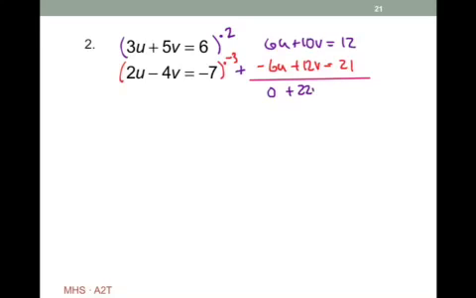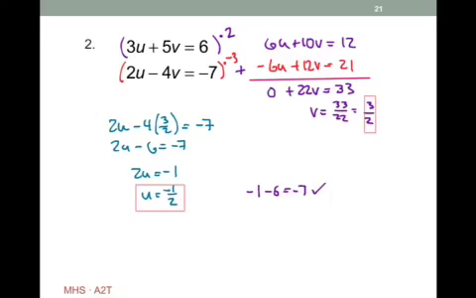You could have done it many different ways, but when I go ahead and solve, I get v is 33/22, or 3/2. I take that value and I plug it in for v in the second equation. When I plug it in, I solve for u, and I found that u is -1/2. I plug both of those answers in to see if they work. I just want to double check, and in fact they do check. So the ordered pair for this one would be (-1/2, 3/2).